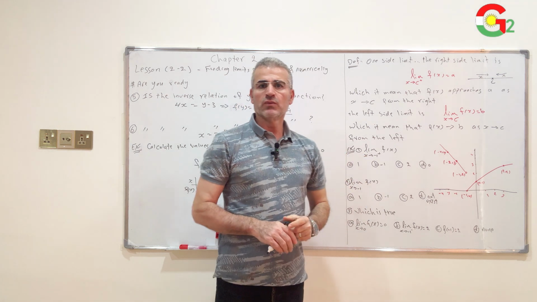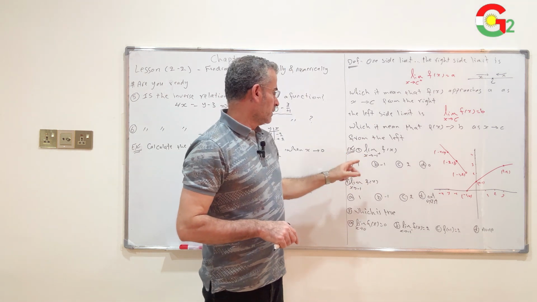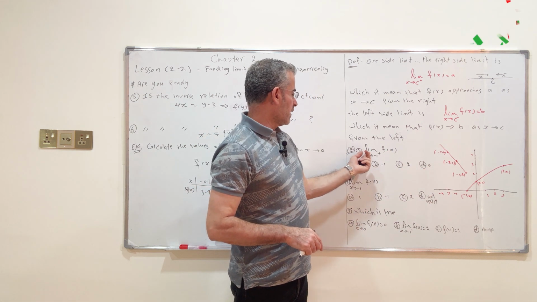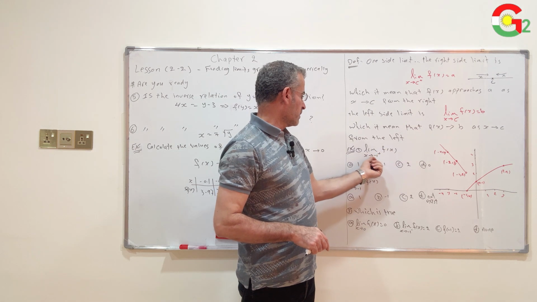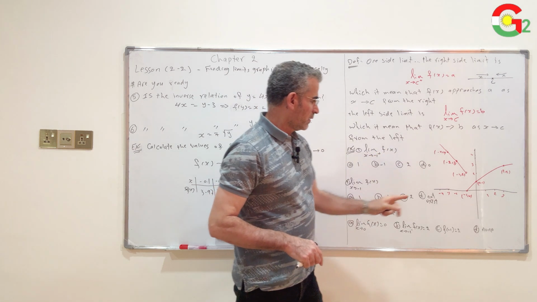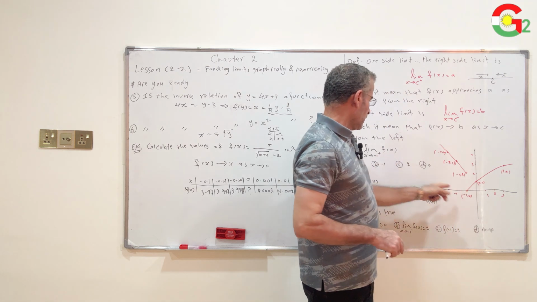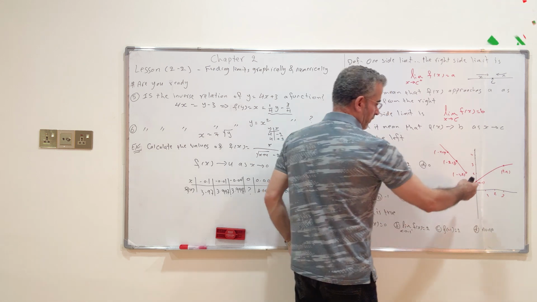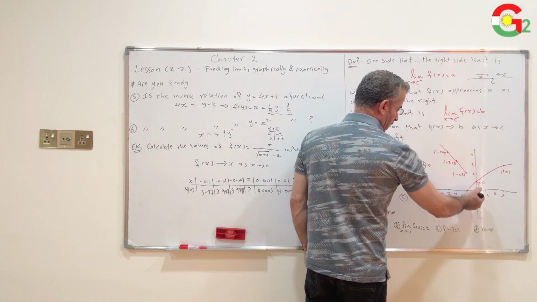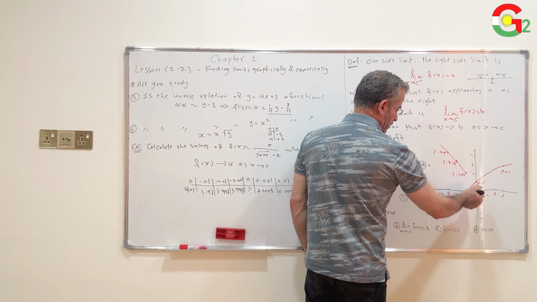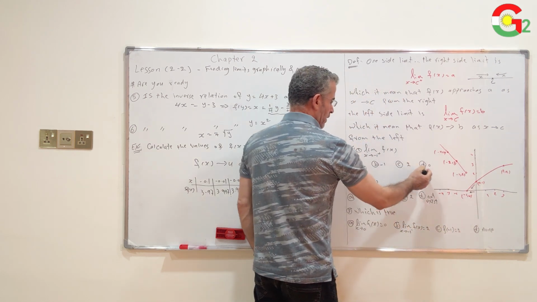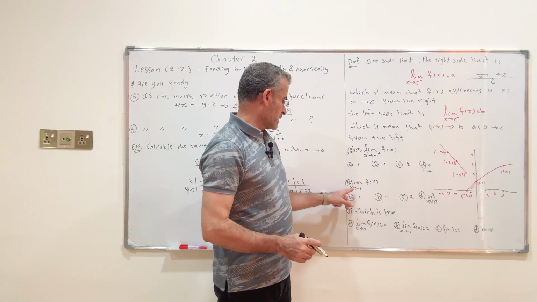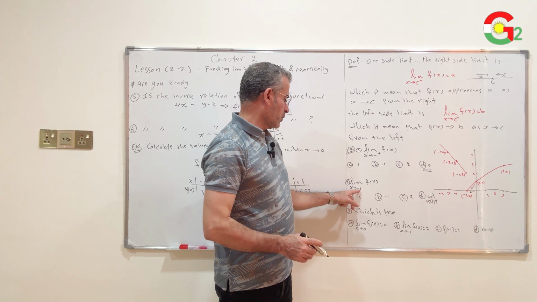Example, how to find limits graphically. Use this graph to answer these three questions. Find the limit of f of x when x approaches -1 from the right. This is -1. From the right, this is the right. When x approaches -1 from the right, as you see, f of x approaches 0, so the right choice is D.